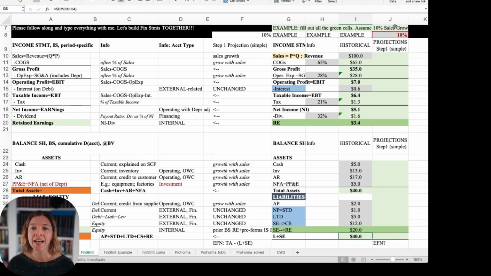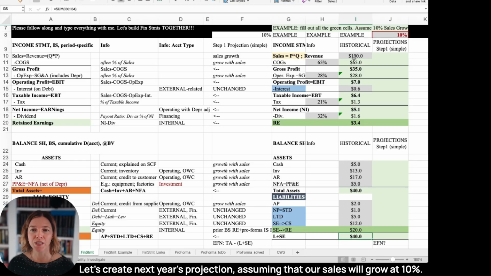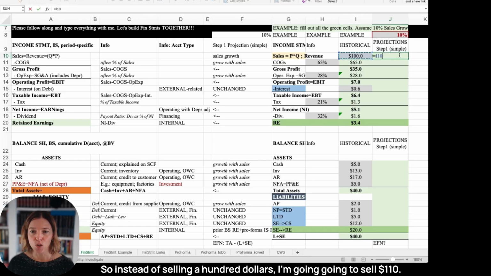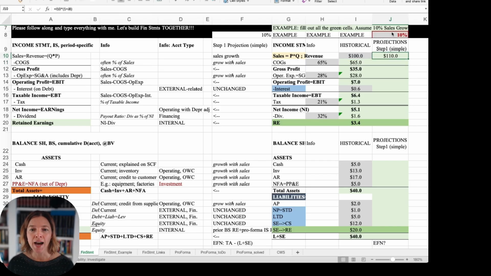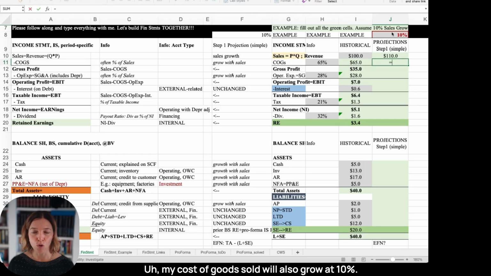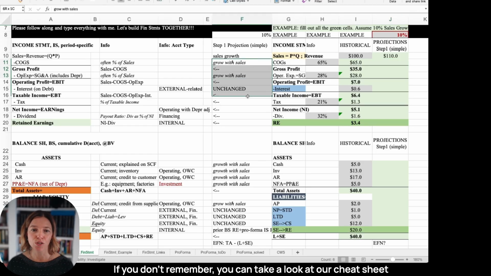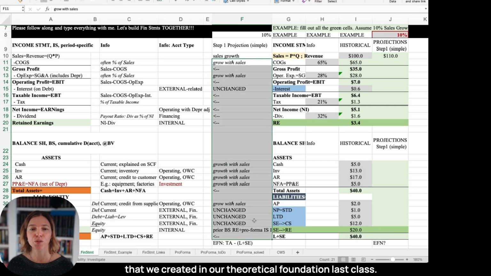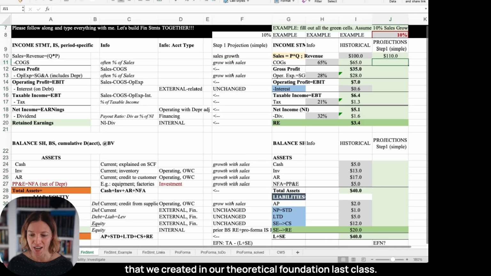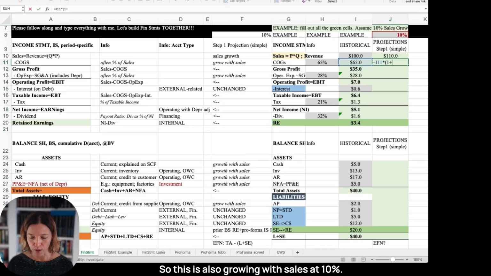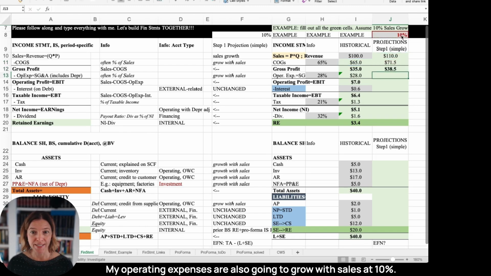Everything is correct. Let's create next year's projection, assuming that our sales will grow at 10%. So instead of selling $100, I'm going to sell $110, okay? My cost of goods sold will also grow at 10%. How do I know this? If you don't remember, you can take a look at our cheat sheet that we created in our theoretical foundation last class. So this is also growing with sales at 10%. Next, I have a sub-summary. That's my gross profit. My operating expenses are also going to grow with sales at 10%.